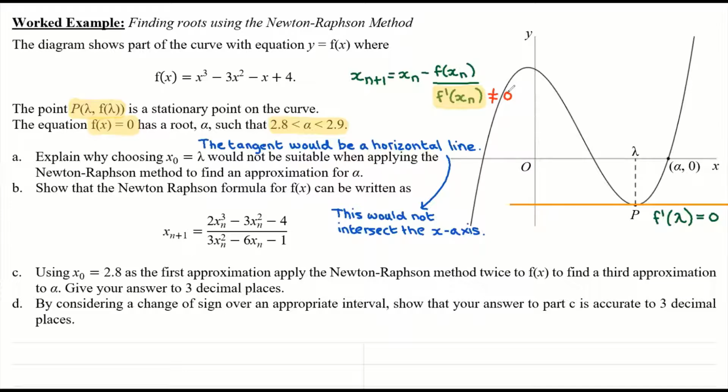All right, so for part B, show that the Newton-Raphson formula for f of x can be written as given. I'll just pause and then we'll do this, and we'll use the full page to go through each of the steps here. Then we can use the Newton-Raphson method in part C to perform an iteration, and I'll show you how to do that on a calculator.